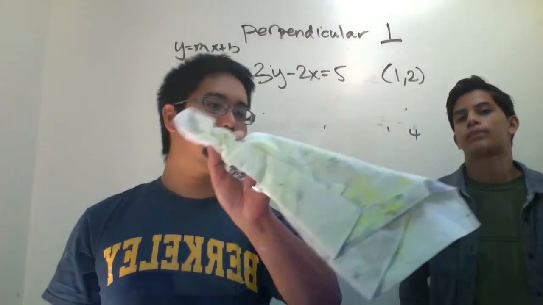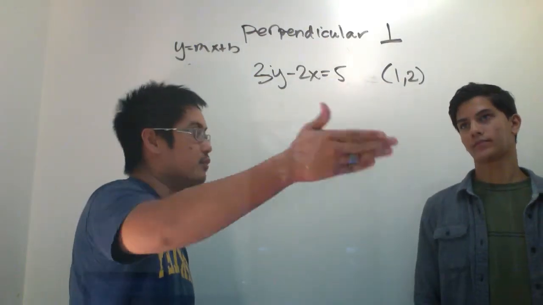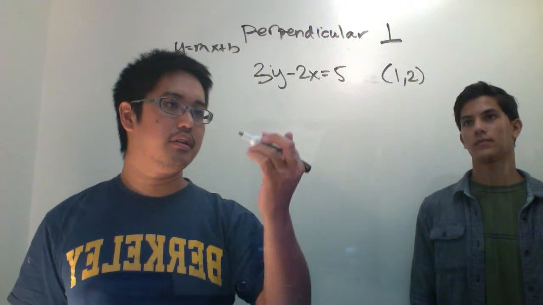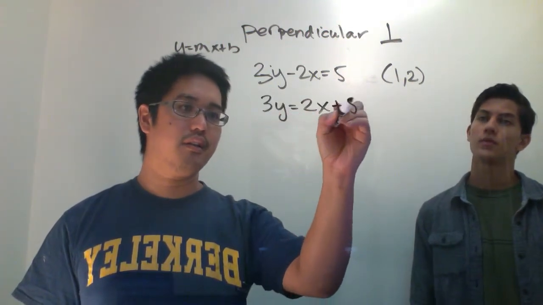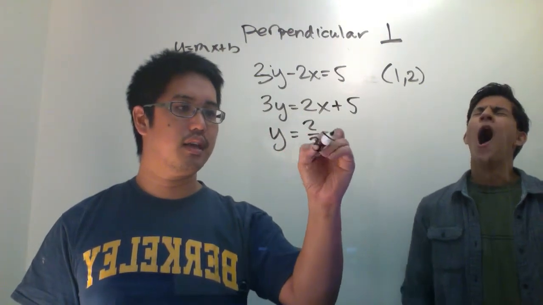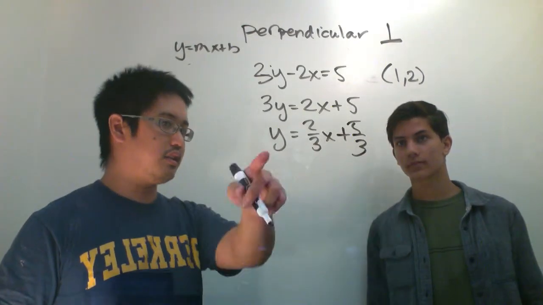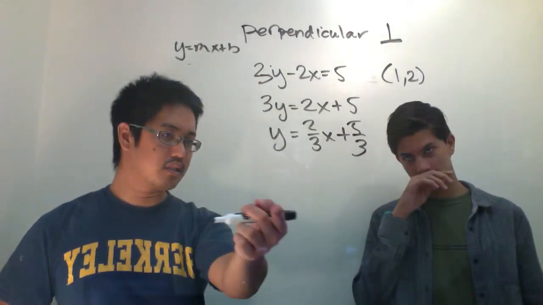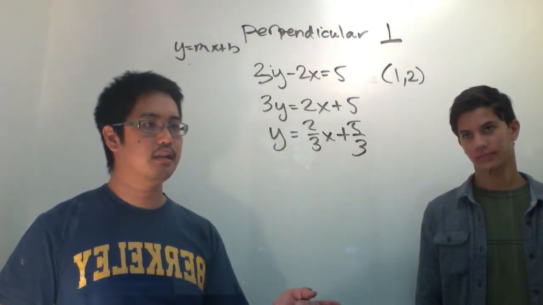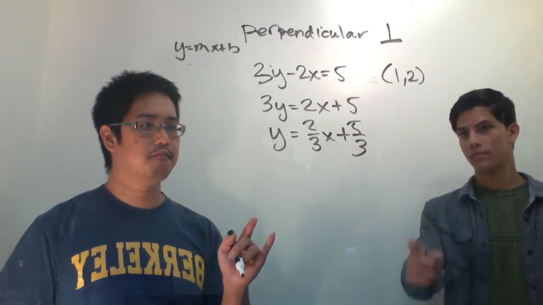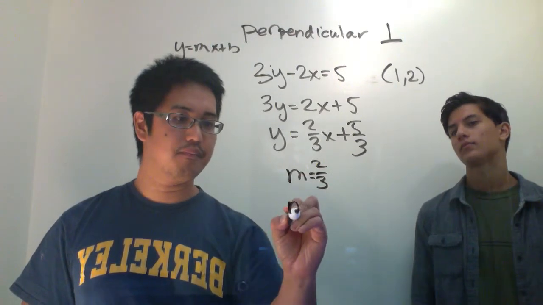Alright, let's take a look at this one. This is the same problem as before, but instead of finding a parallel line, we want to find a perpendicular line. You solve for y. So I've got 3y equals 2x plus 5. y is equal to 2/3 x plus 5/3. What's the slope on this line? 2/3. All right, so m is 2/3. What's my m perpendicular?